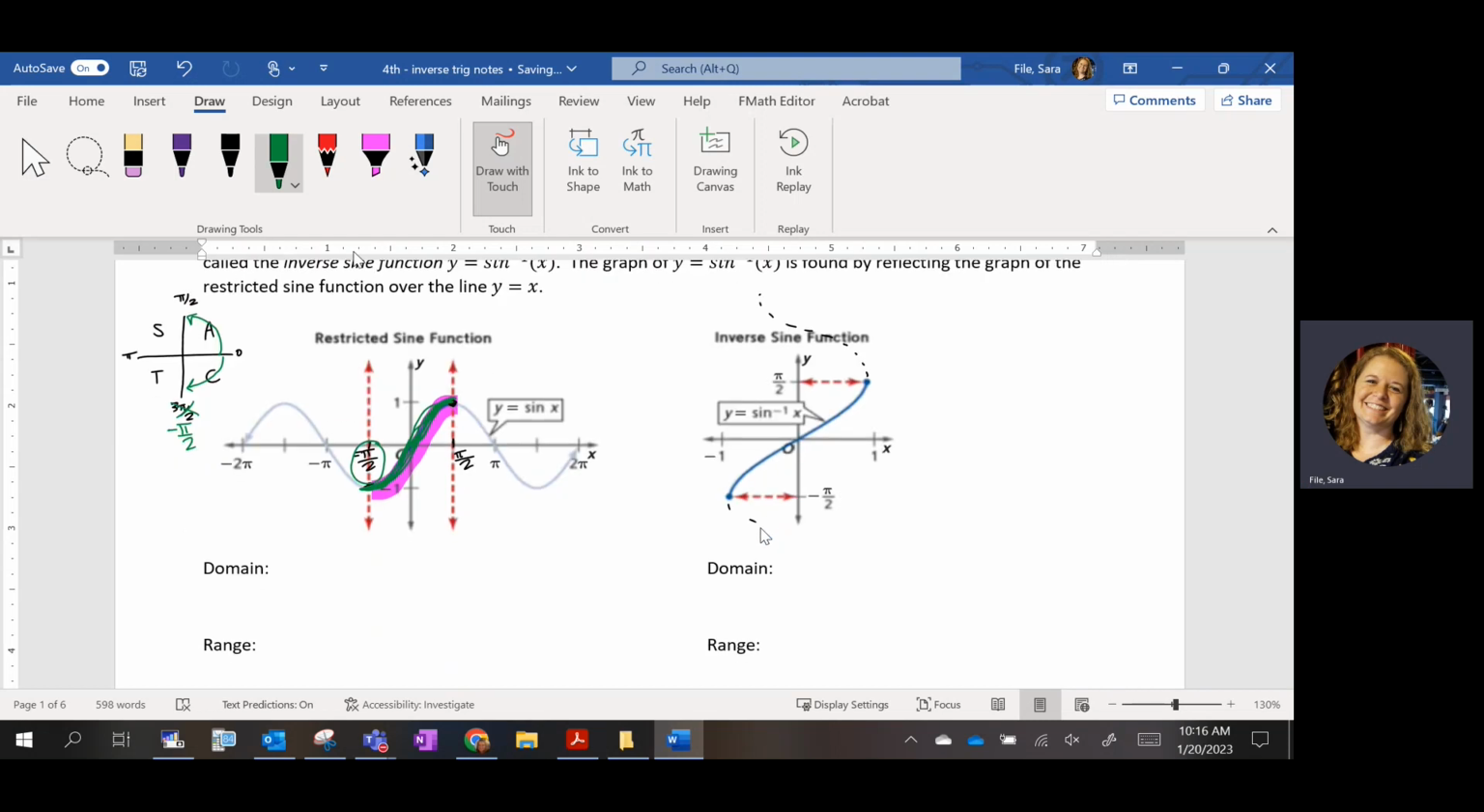Okay, so in the original sine function, the domain was negative pi halves to positive pi halves. And those points are included, so we use brackets because sine does exist here and here, right? There's a sine value of 1, and then here it's negative 1. So the range, the lowest point was negative 1, and the highest was 1. And again, those are included.